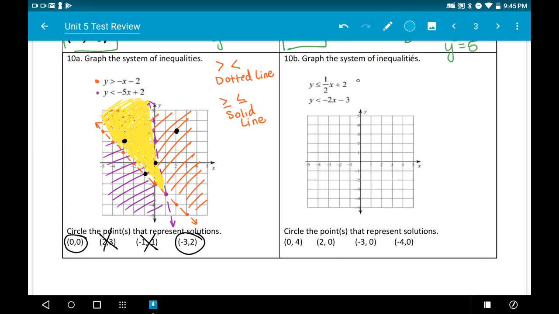10b is going to be the same thing. So I'm going to do this first one in blue. Our intercept for the first one is a +2. And we have a slope of 1/2. So that's up 1, right 2. And we just graph our points like normal. Or we can go down 1, left 2.